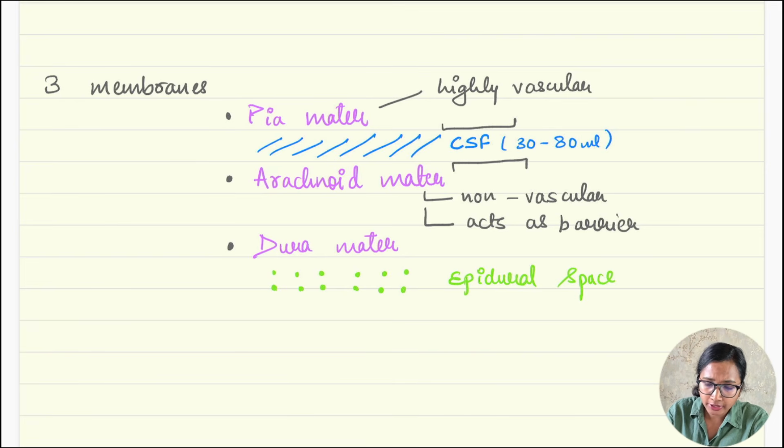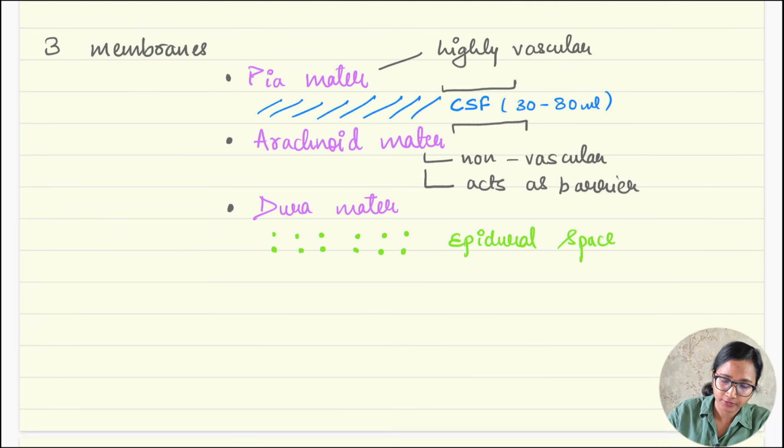Then arachnoid mater is non-vascular and it acts as a barrier. It does not allow multiple drugs to pass through it. Dura mater is the outermost layer of spinal cord, and outside dura mater lies the epidural space.